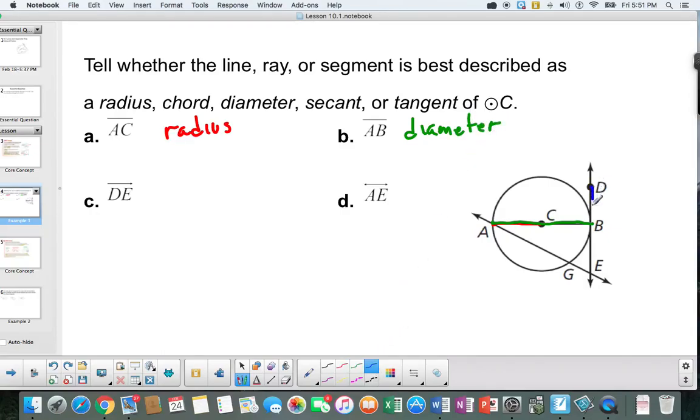DE, notice DE is outside the circle, but it does intersect the circle at one spot, so it's called a tangent. So it intersects at one point.